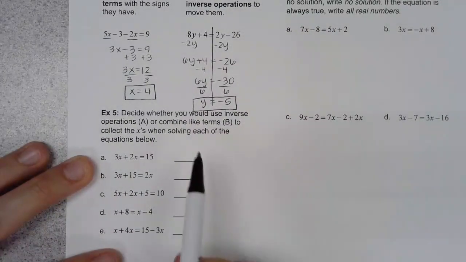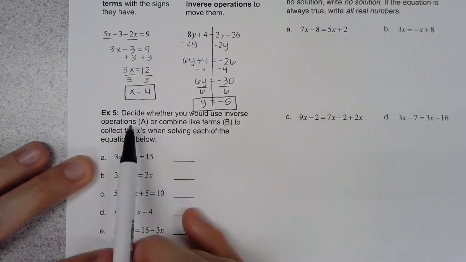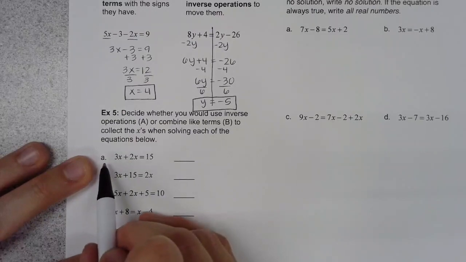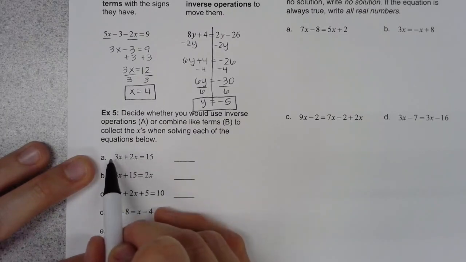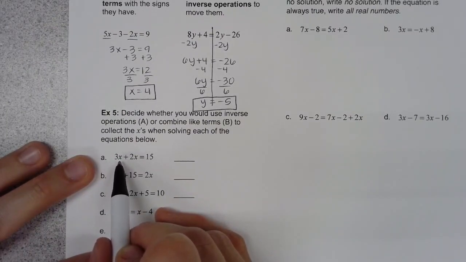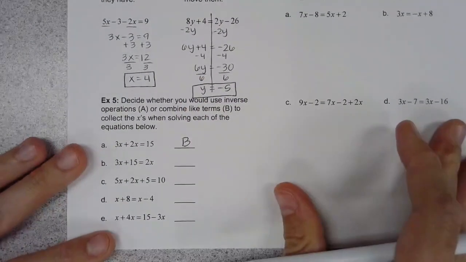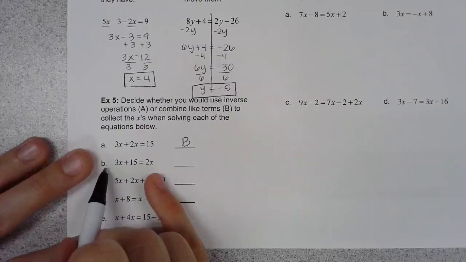In example number 5, we're going to decide whether we would use inverse operations A or combine like terms B to collect the x's when you're solving them. So in this one, the x's are on the same side. And so when they're on the same side, you're going to combine like terms. So you would B, combine like terms when you were solving that one. Look at this next example though.